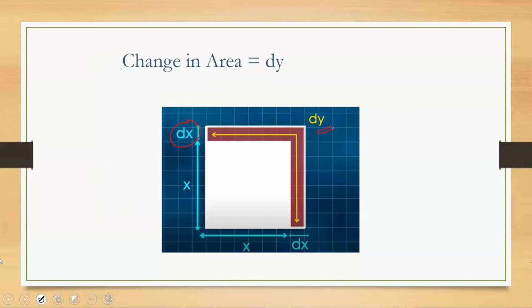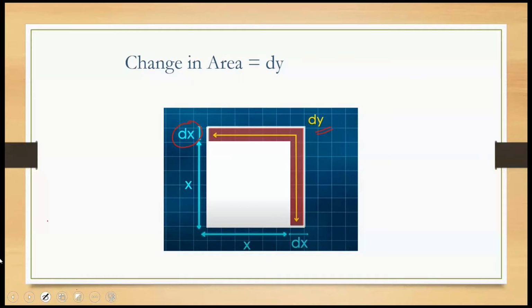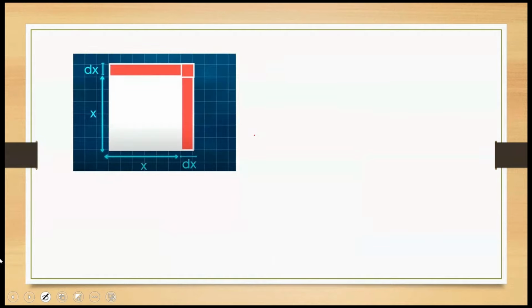Okay, so we are going to split this area into three parts. So 1, 2, and 3. We are going to divide this area into three parts. So we will get a rectangle of side length x and dx. In the second part, the side length is dx in all sides. And in the third part, the side length is x and dx.